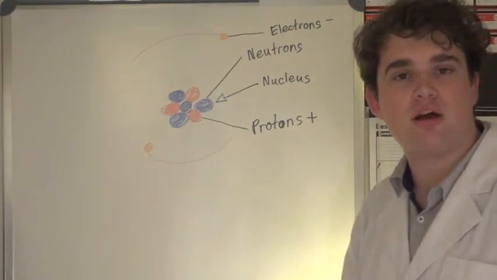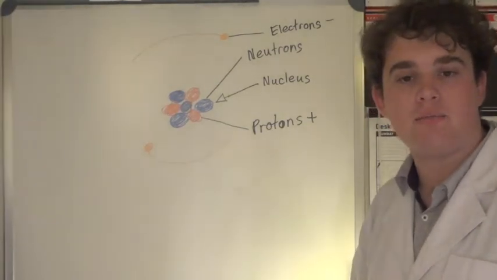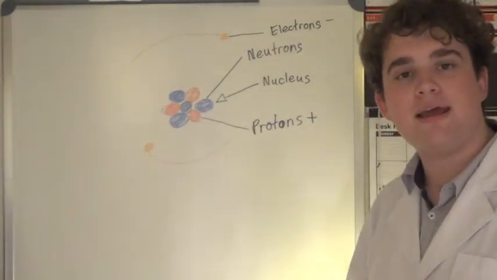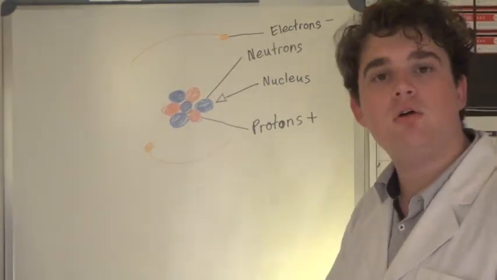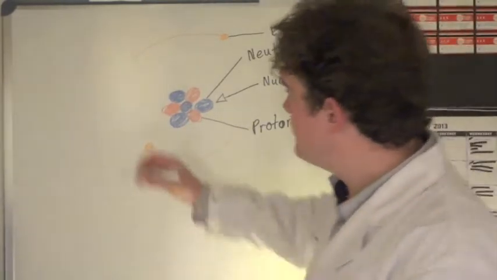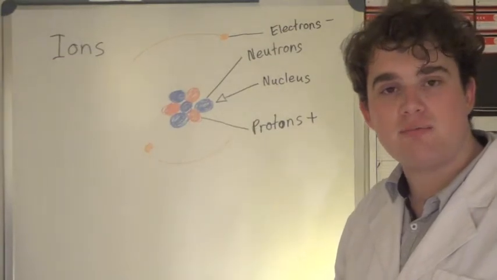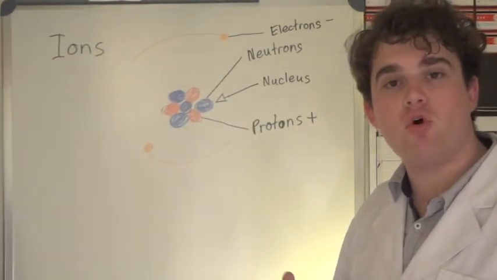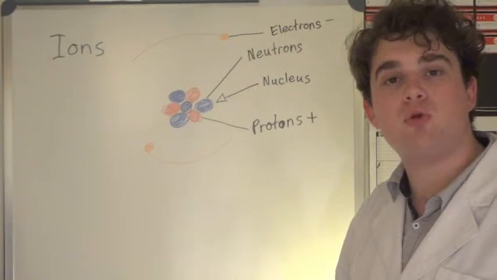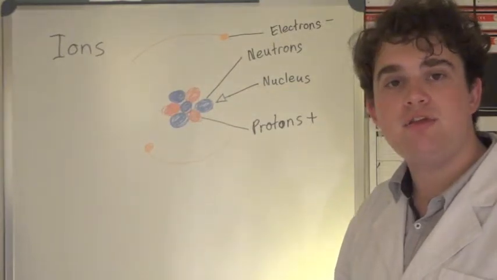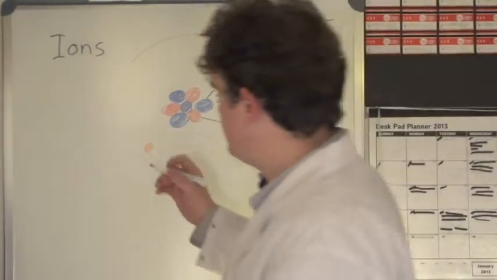When you add extra electrons to a naturally occurring atom, an atom becomes negatively charged. And we call charged atoms ions. A negatively charged atom is one that has more electrons orbiting the nucleus than there are protons in the nucleus. This is called an anion.